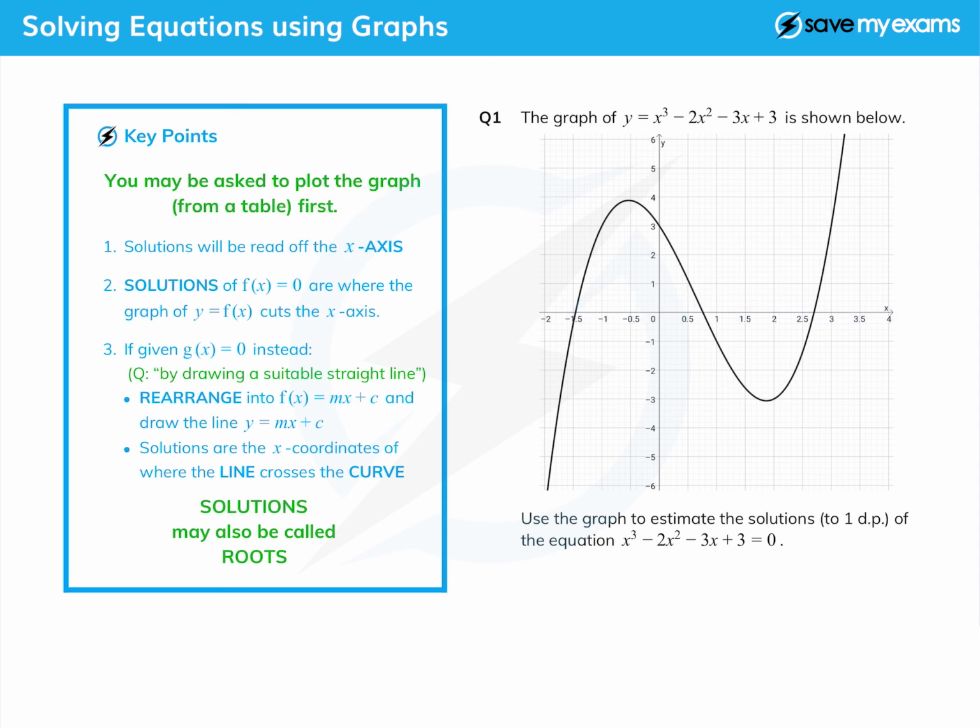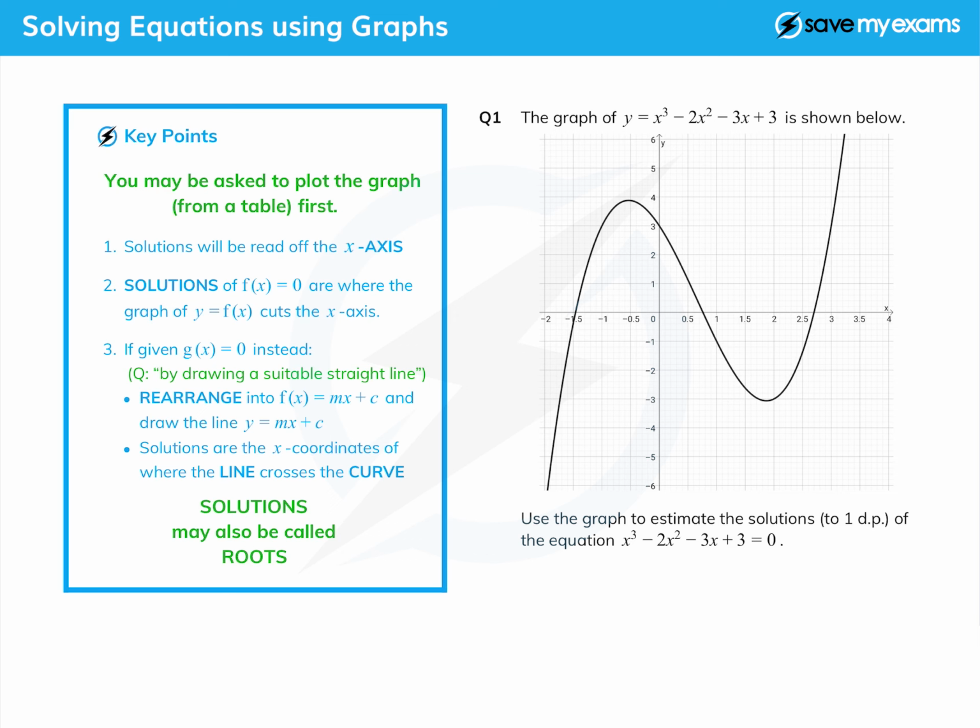Now if you're given a graph of y equals f of x, then the solutions of f of x, whatever that happens to be, equals 0 are just where the graph cuts the x-axis. Okay, now we're going to pause there in our key points and actually do question 1. We'll look at the next bit in a minute.